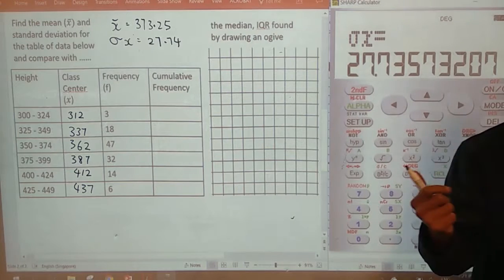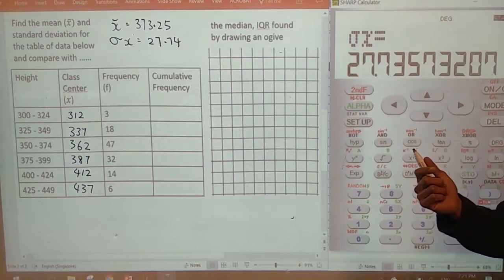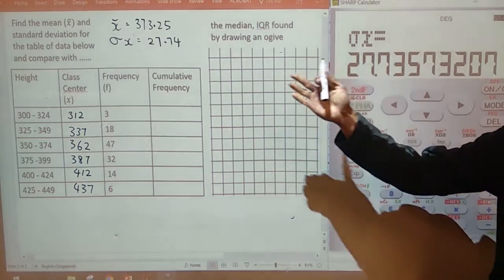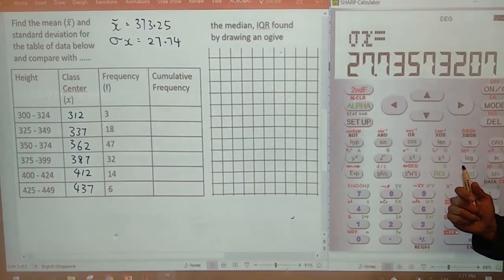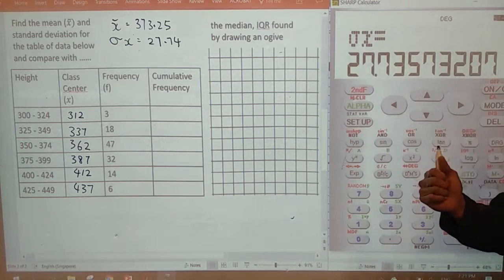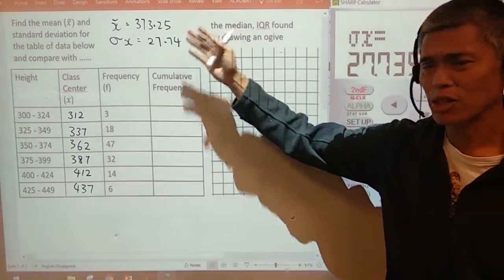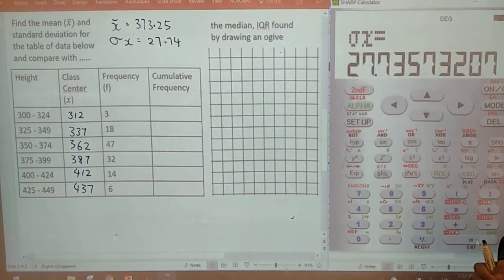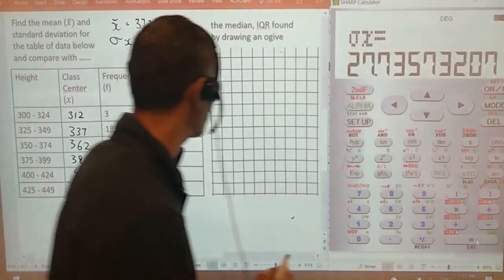Okay, now let's see if by drawing an ogive and by calculating the cumulative frequency and drawing the ogive, you can obtain a median and an interquartile range that matches what we have over here. All right, so let's do this.